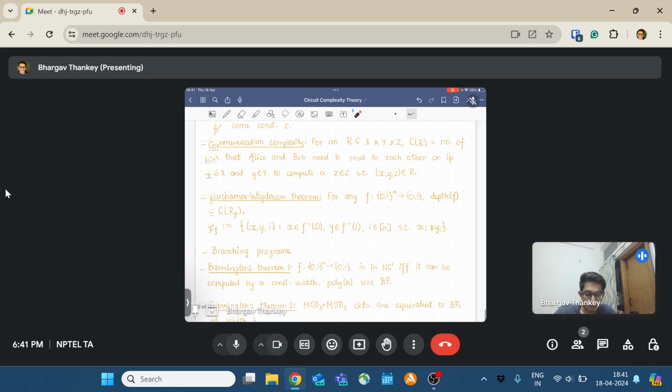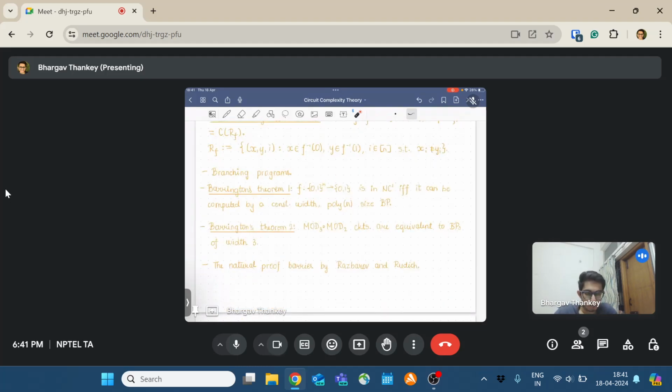We also saw some connection between branching programs and special types of formulas and circuits. So we saw Barrington's theorem. The first part of the theorem proves that for any Boolean function f from {0,1}^n to {0,1}, the function is in NC1 if and only if it can be computed by a constant width, polynomial size branching program. In fact, the width is just 5. The second part of Barrington's theorem says that mod 3 circuits are equivalent to branching programs of width 3.